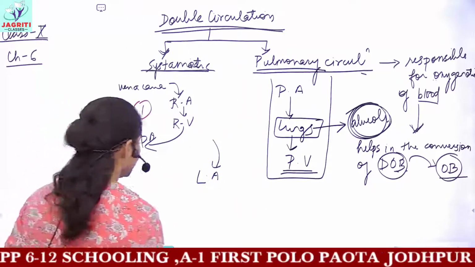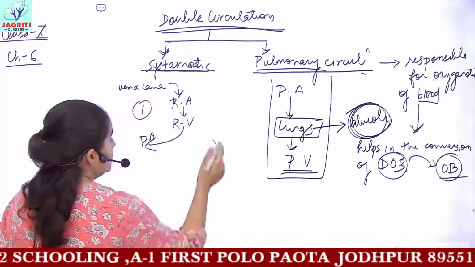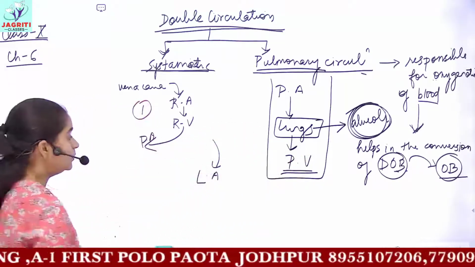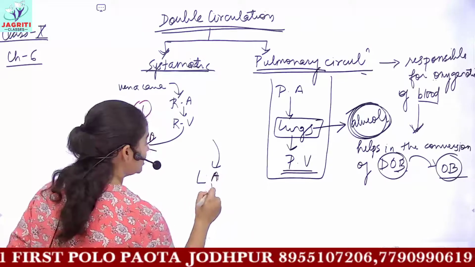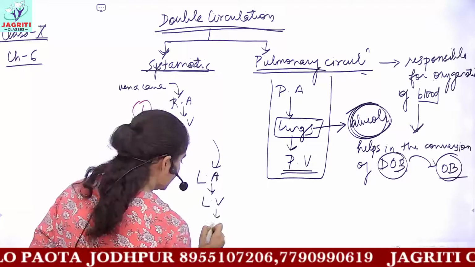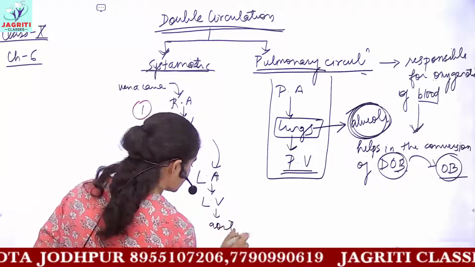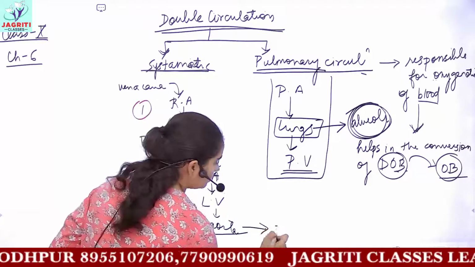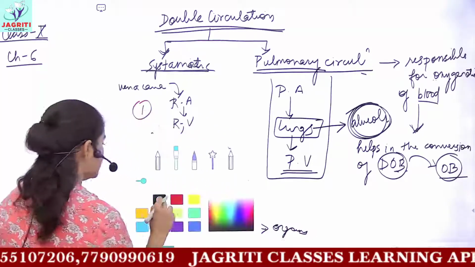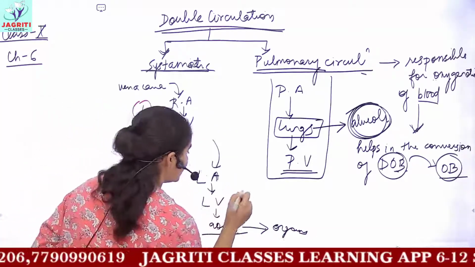Next you have what? The pulmonary vein drains the blood into the left auricle or left atrium. From the left atrium it passes to the left ventricle, and then it goes into the aorta, which is your largest artery, and then the blood is pumped into different organs. So this one would be the second circulatory cycle.